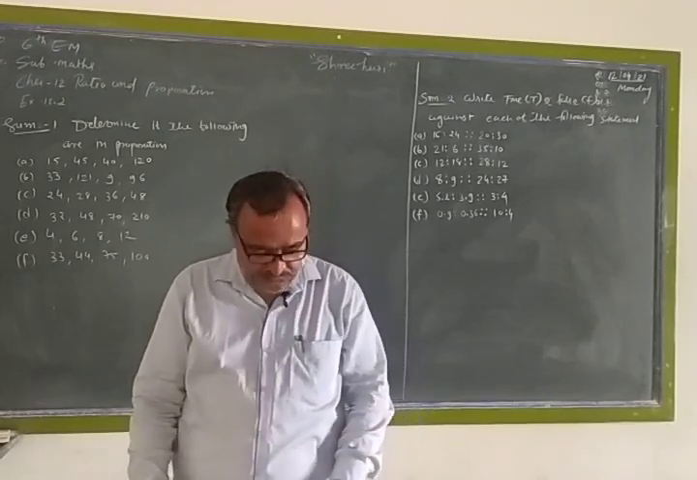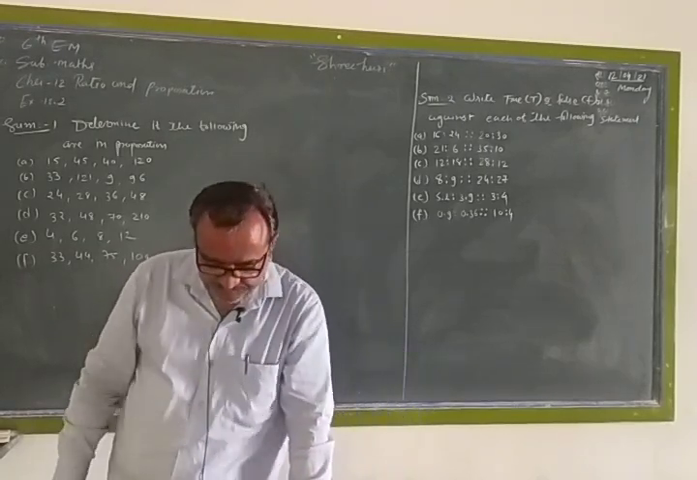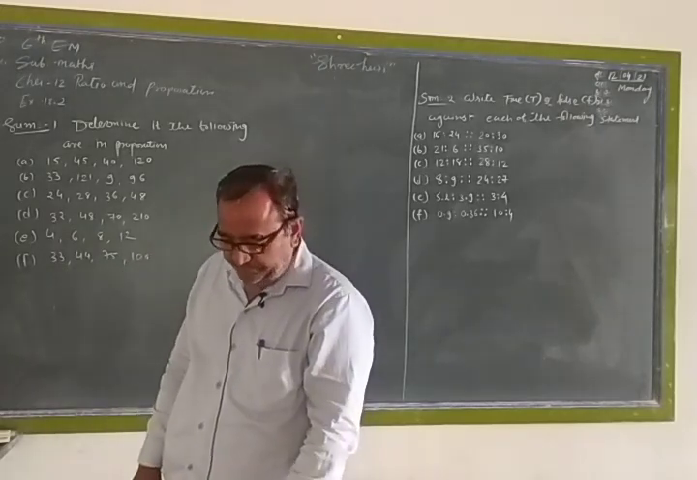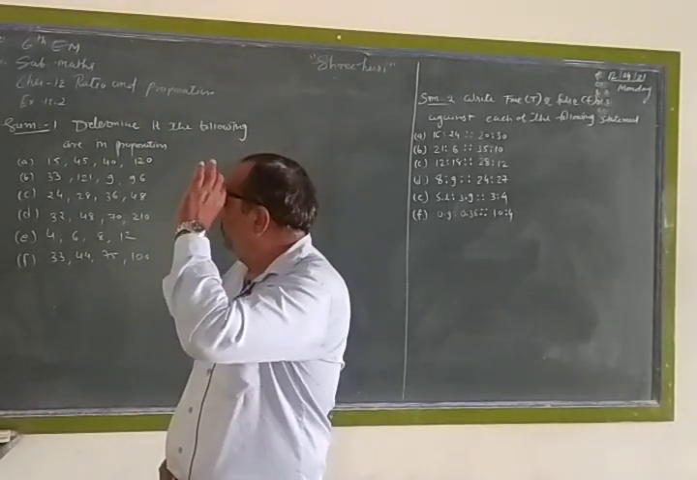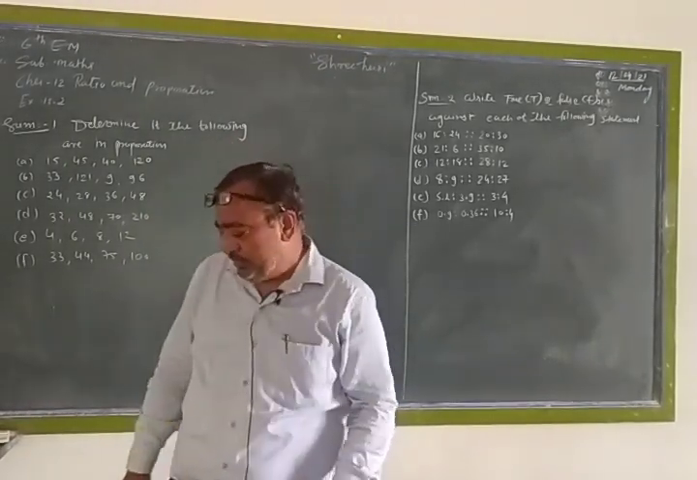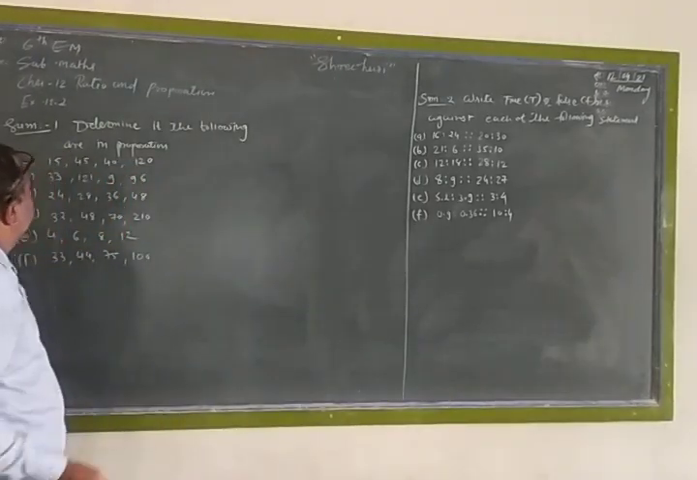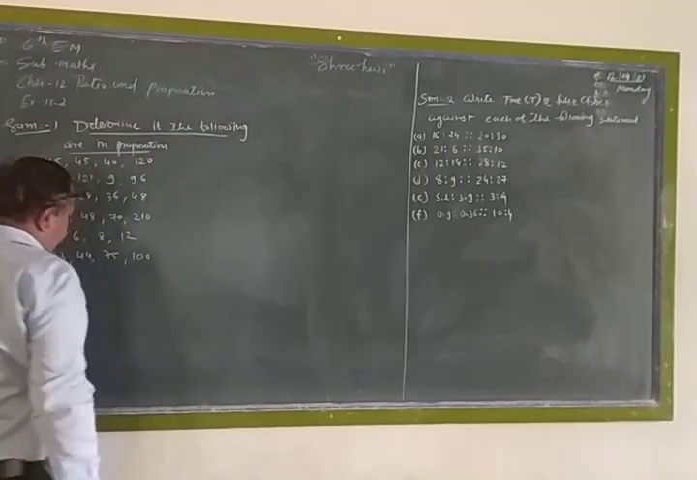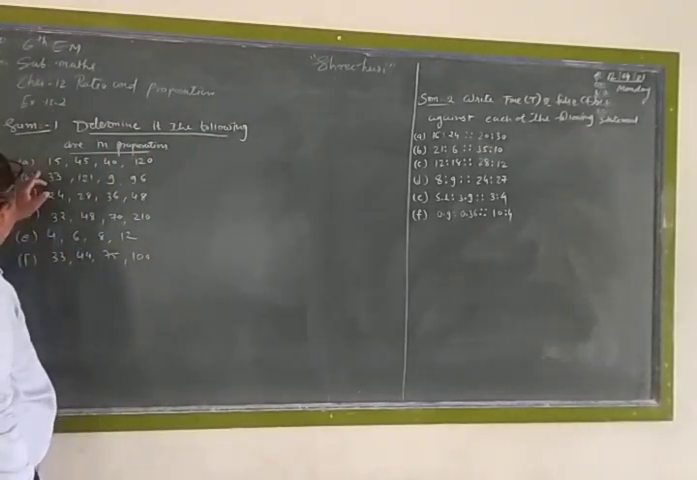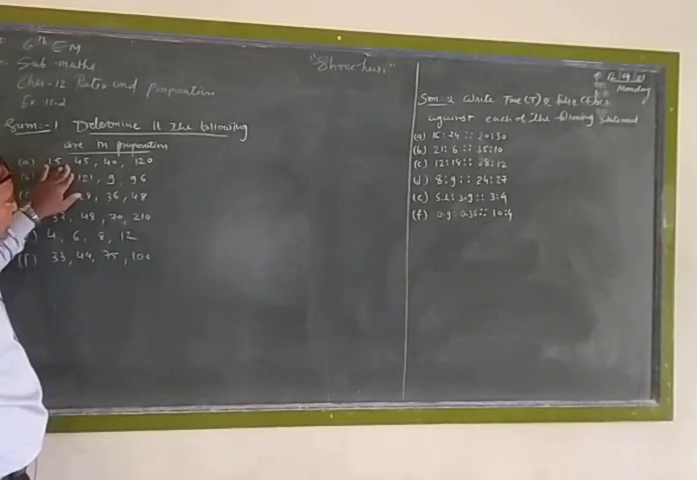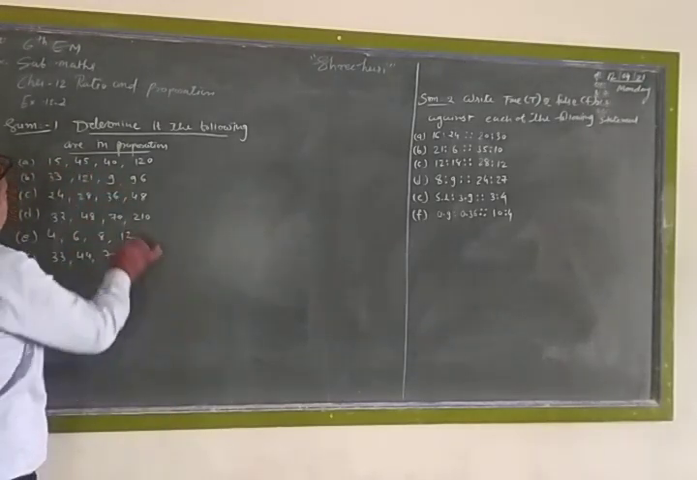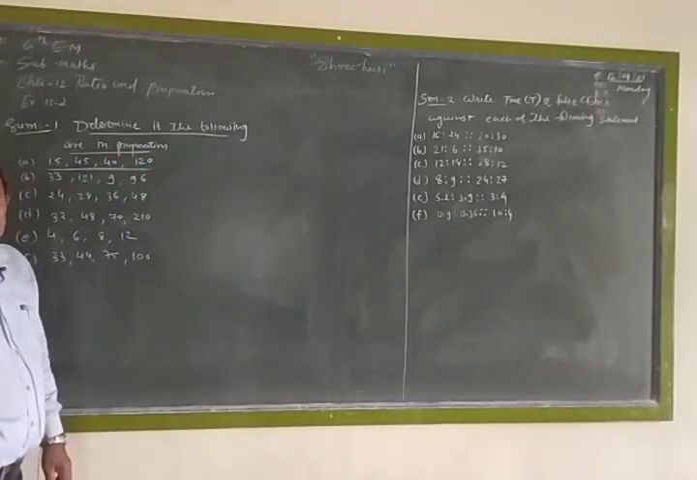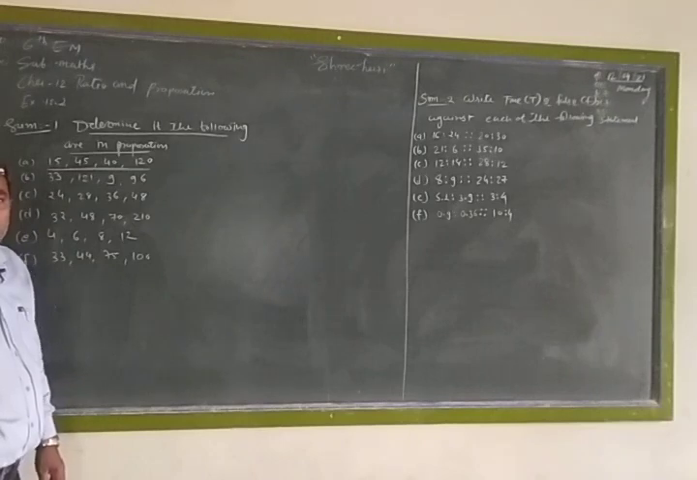Today we are going to study chapter number 12, Ratio and Proportion, exercise 12.2, sum number 1 and 2. Friends, look at the board. Determine whether the following are in proportion. We have been given 15, 45, 40 and 120. Are the numbers in proportion or not?